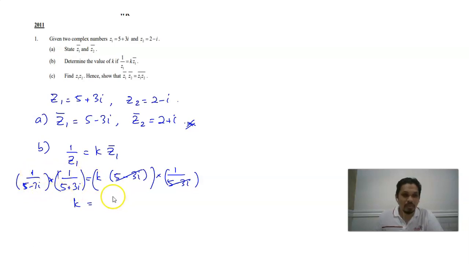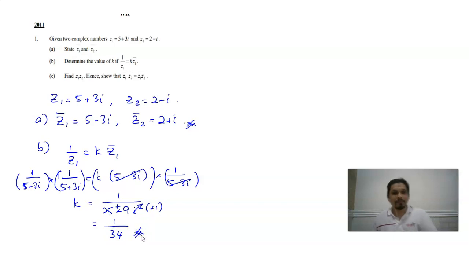So 1 times 1 equal to 1. 5 times 5, 25, and these two are conjugates. So 5 times 3i, 15i. 5 times negative 3i, negative 15i. So 15i minus 15i, 0. And negative times positive, negative. 3 times 3 equal to 9, and i times i is i squared. And i squared, as you know, is negative 1 here. Negative times negative, positive. So 1 divided by 25 plus 9, 34.